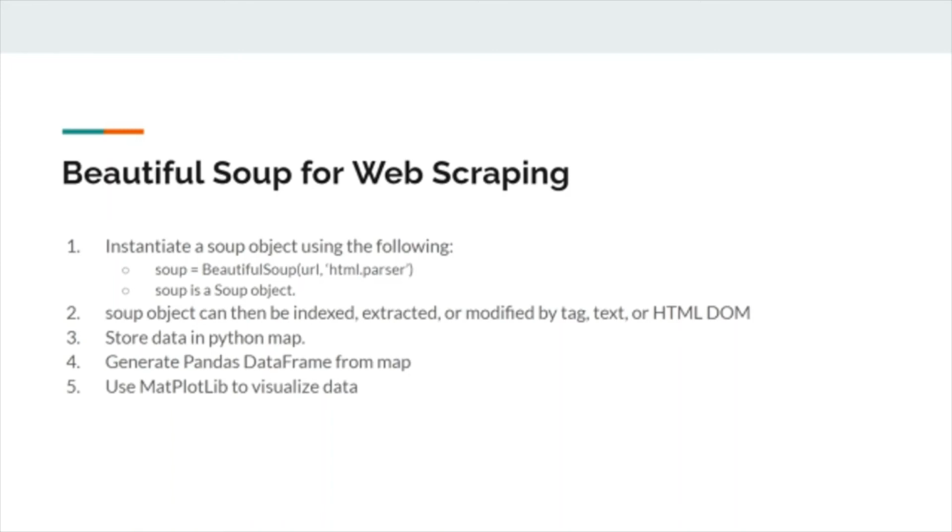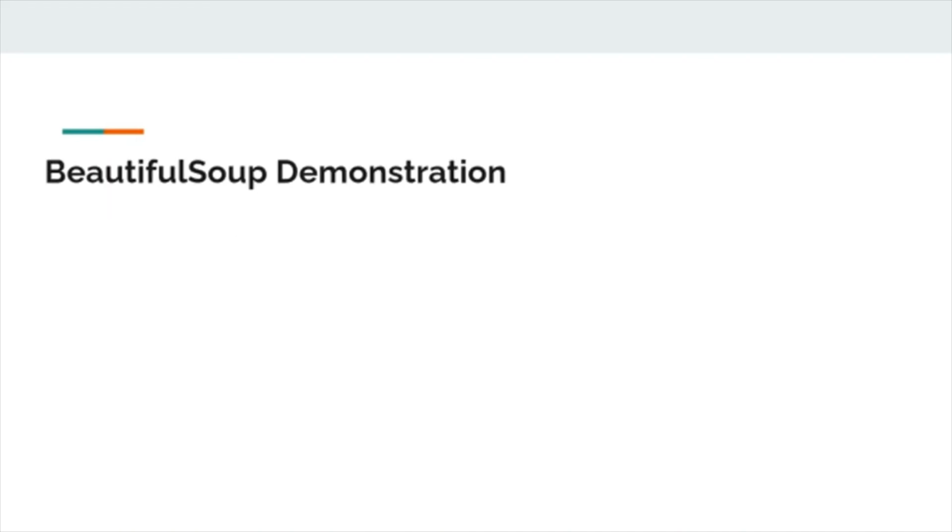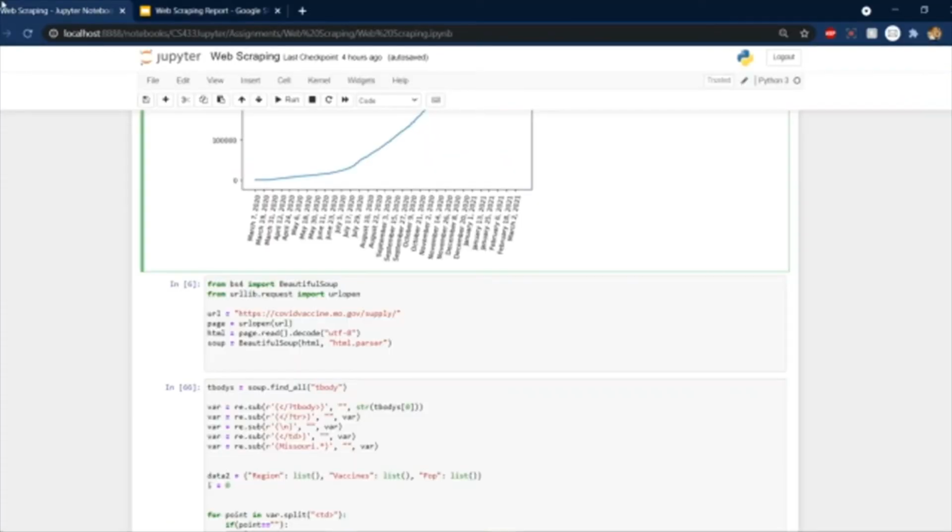And what we'll end up doing is creating a soup object, modifying that soup object by the tags. This is similar to the way we did it previously using our regular expressions. Then we'll store that data in a map, generate the Pandas data frame, and use the Matplotlib library to visualize it. So the process is pretty similar to what we were doing with the URL library, but here you'll see it's a lot cleaner and it gets completed a lot faster. So I'll go over and demonstrate that now.